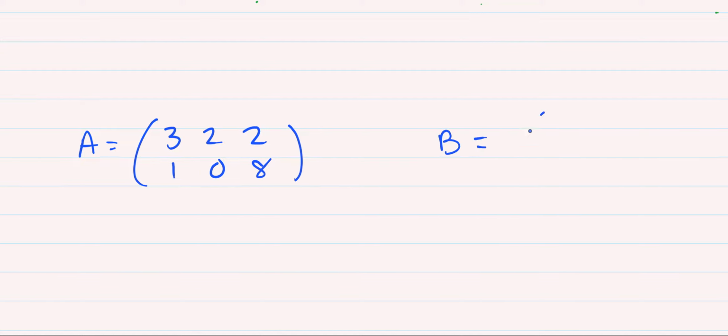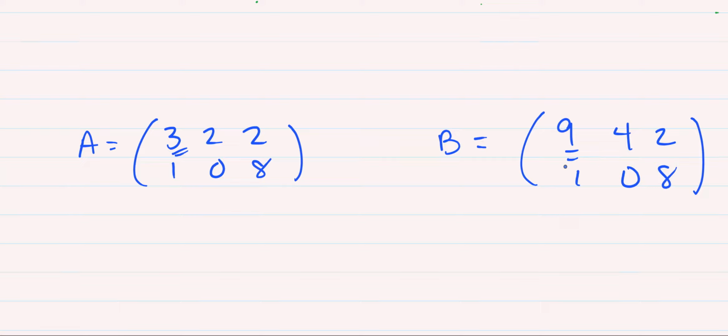So if we have the matrix A is 3, 2, 2, 1, 0, 8, and the matrix B is equal to 9, 4, 2, 1, 0, 8. These matrices are not equal. They have the same size. They're both 2 by 3 matrices, but this number is different from this number. So for them to be equal, they have to have exactly the same entries.